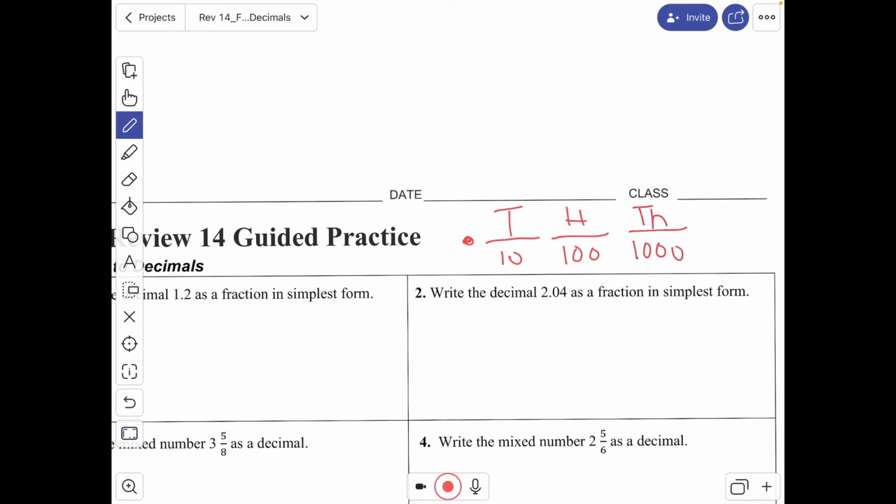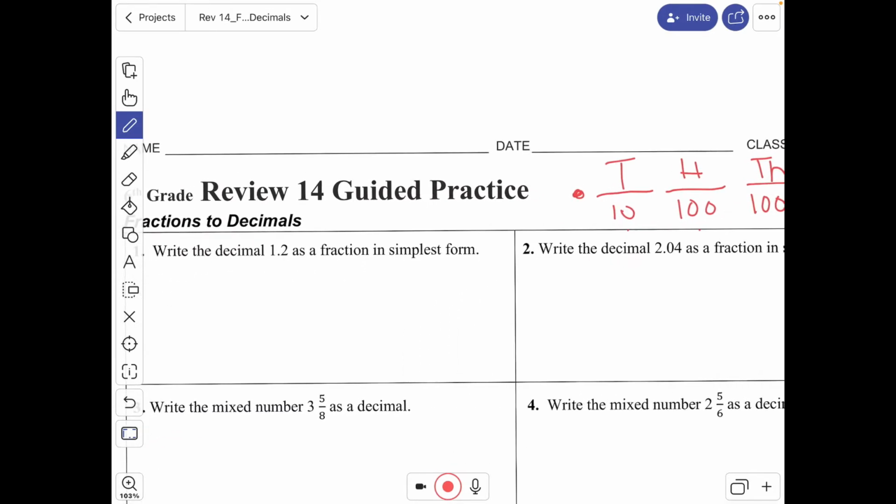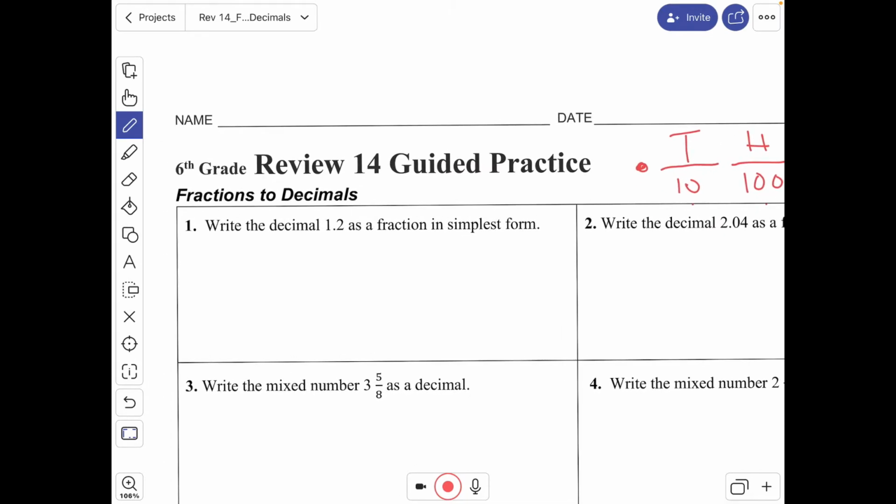If you look, this first place has 1 zero, this second place has 2 zeros, and the third place has 3 zeros. Kind of looks like a pattern. So if we go back to number 1, it's 1.2. 1 is the whole number, and then 2 tenths. So that's 2 over 10.